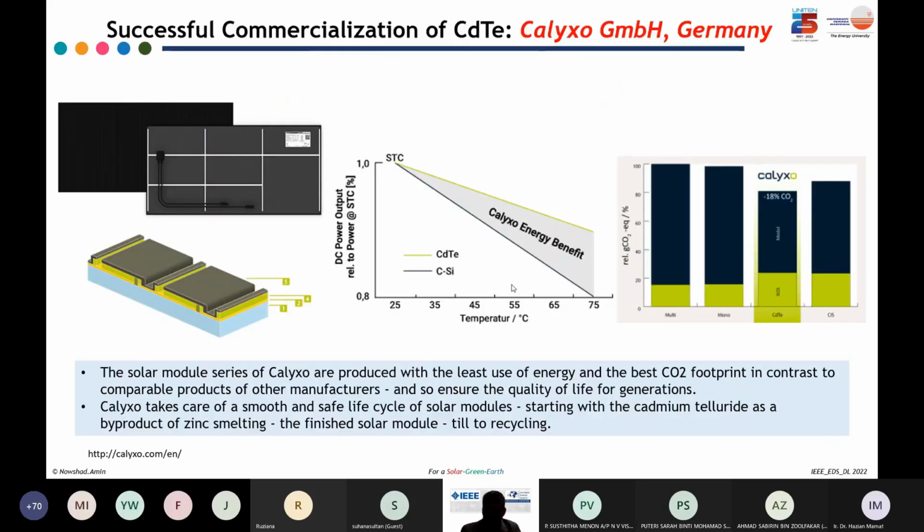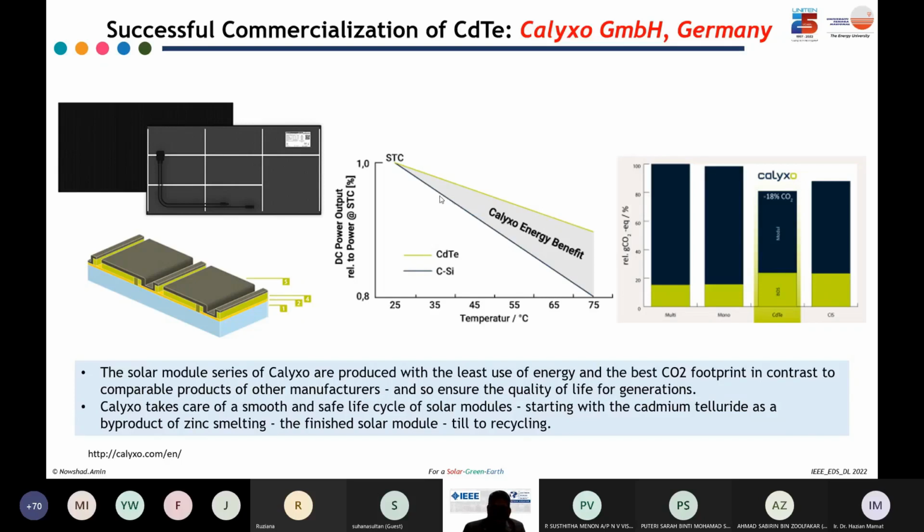Another company called Calyxo, which is in Germany. They make smaller panels, not as big as 400, but less than 100 watt peak. That means relatively smaller panels, as you can see here. They're claiming that their degradation in terms of temperature is not as steep as crystalline silicon. So it definitely has a good benefit in terms of energy production in hotter climate.